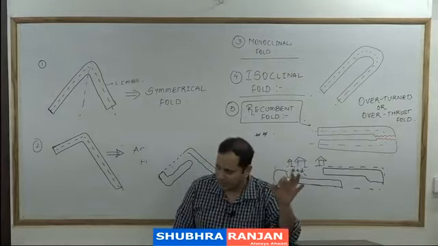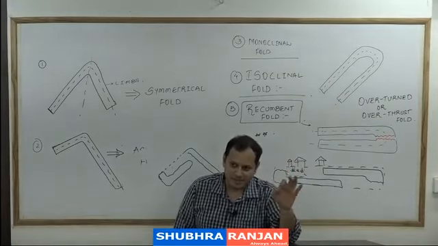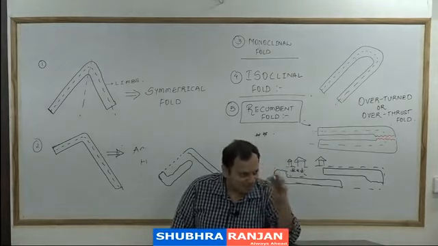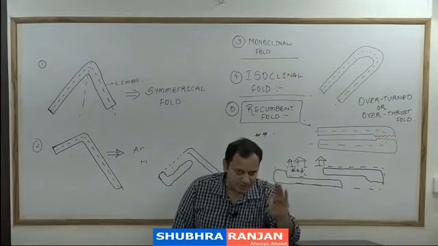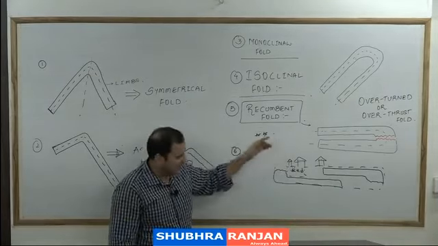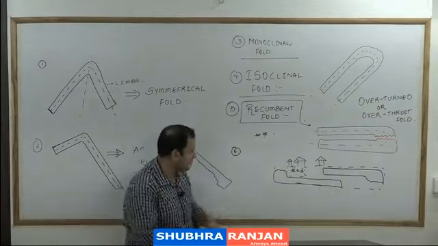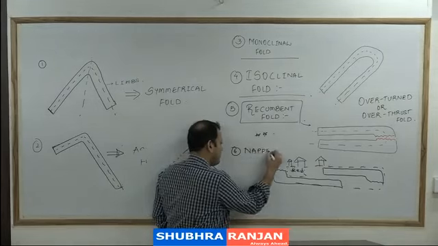Any doubts here in nappe? Because nappe is tough. You will have to imagine this. Right now, this much is understood: in a nappe there is a breaking. The point at which the fold breaks is known as an overthrust fold. And after breaking, if there is a displacement, then it is known as nappe.